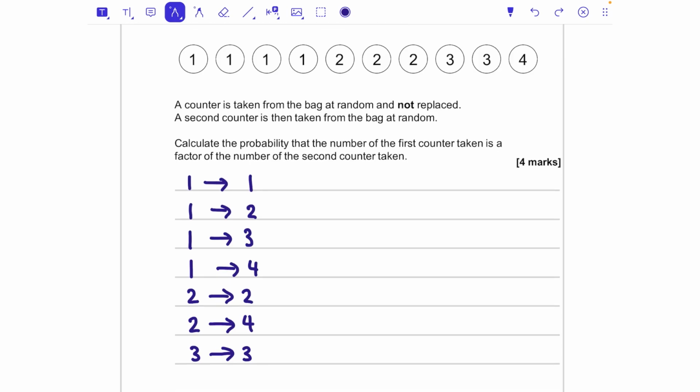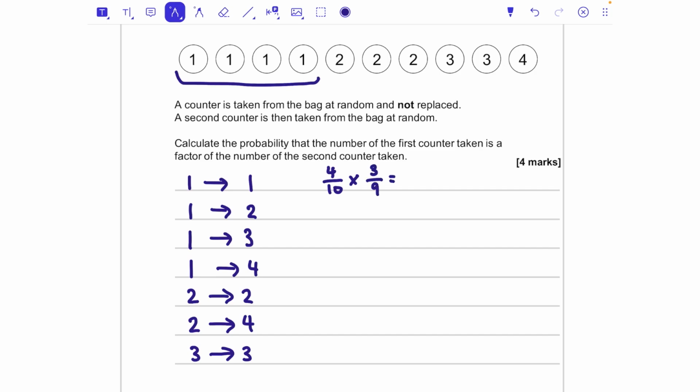So 1, picking a 1, and then picking a 1 again. Let's do that one first. Picking a 1 is 4 over 10. And then we need to times that by the probability of picking a 1 again. But we're not putting that first 1 back in. There are 4 1s to begin with out of 10. And then if we're taking one of those away, there's then 3 1s left out of 9.